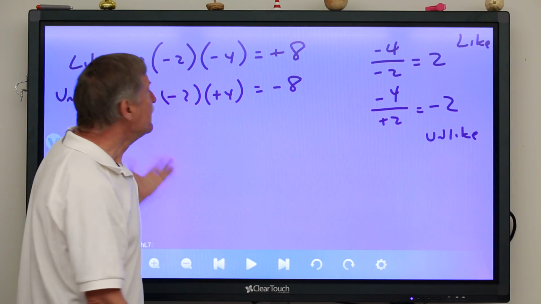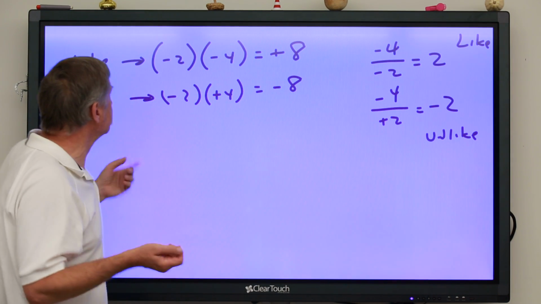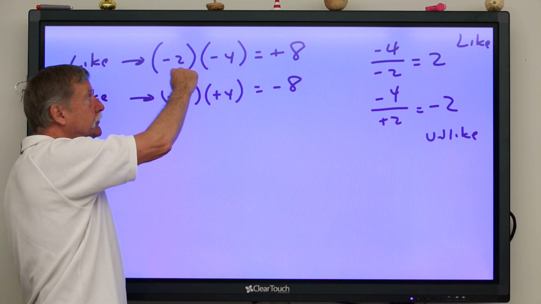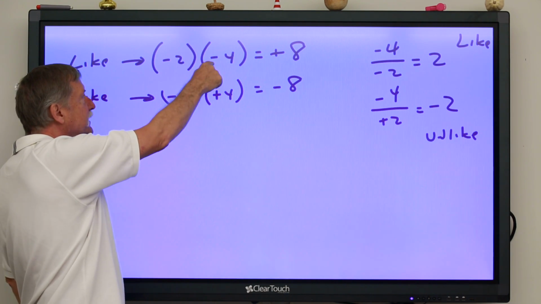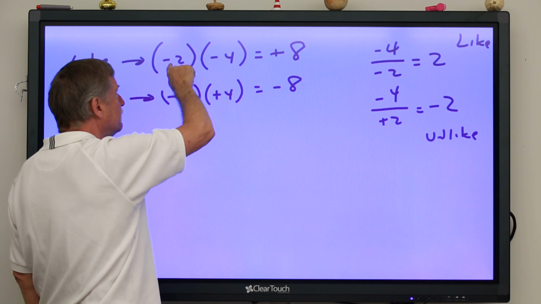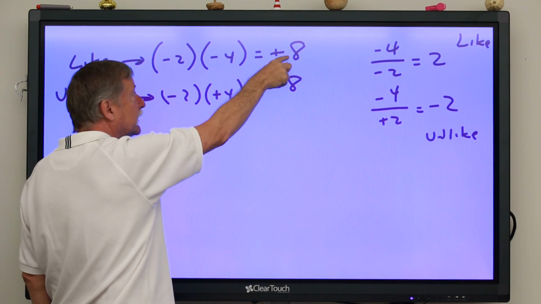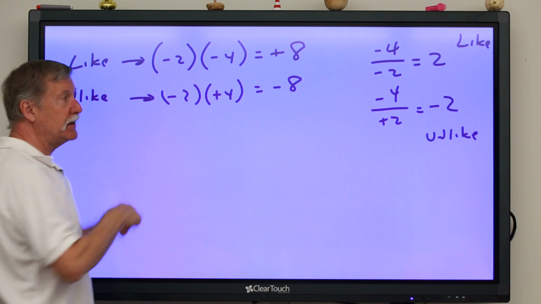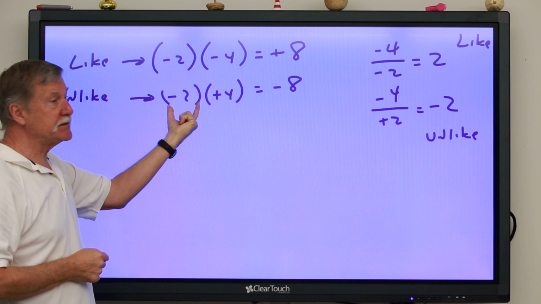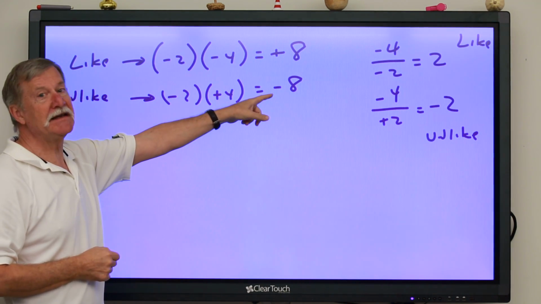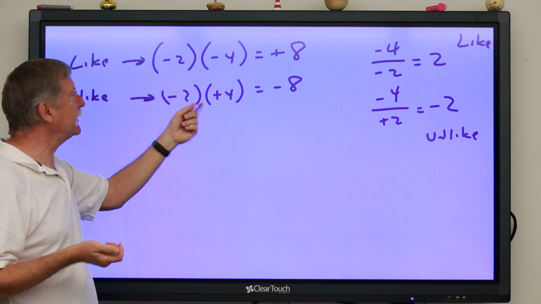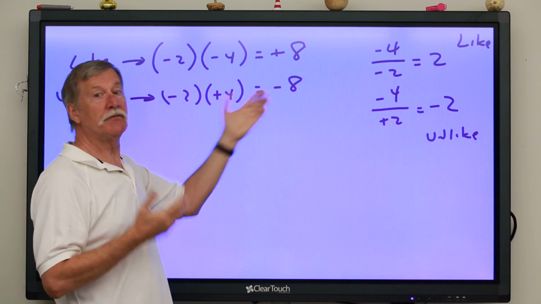If we put some numbers in that, we see that like signs, -4 times -2, minus times minus, like signs, always give us plus. -2 times -4 is plus 8. Whereas unlike signs, -2 times +4, not the same, always give us a negative result. -2 times 4 is just 2 times 4, 8, with the right sign in front of it.